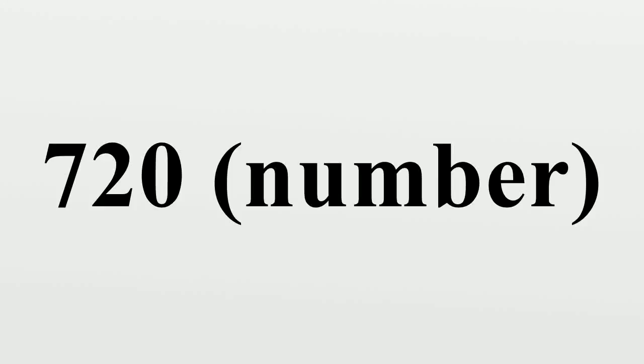720 is the natural number following 719 and preceding 721. It is 6!, a composite number with 30 divisors, more than any number below, making it a highly composite number. It is a Harshad number in every base from binary to decimal.